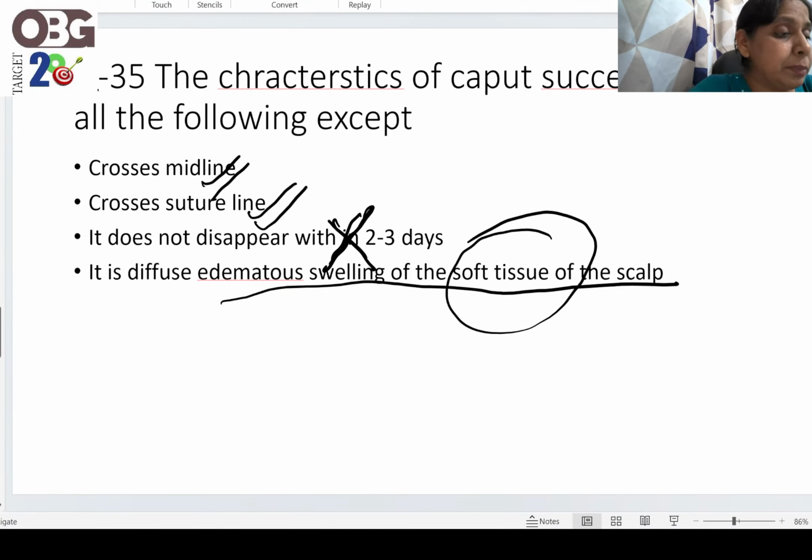Caput succedaneum, Dr. Praveen, it disappears in 2 to 3 days.